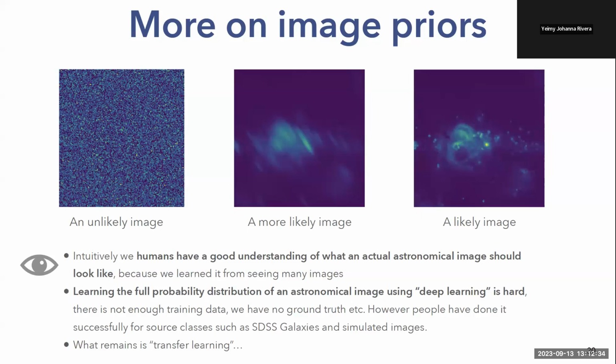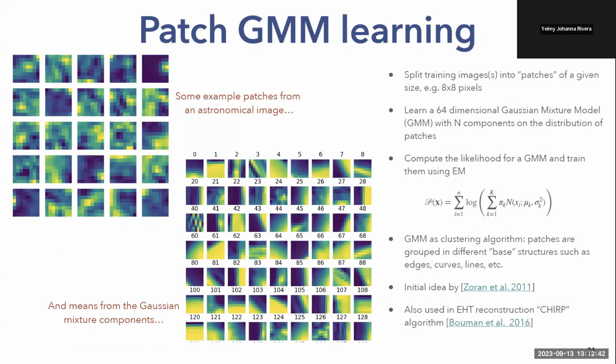This means we can actually try to learn something from data from another domain. And this is what I'm trying to motivate here. So instead of trying to learn the distribution of the full image, we can try to learn the distribution of smaller parts of the image. Those are just called patches here. On the left side, you can see some example patches from an astronomical image.